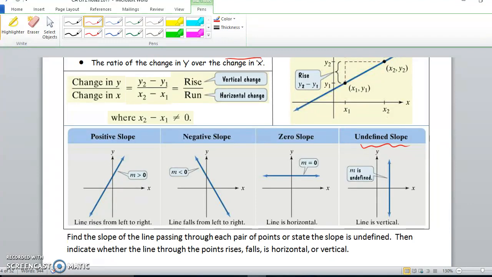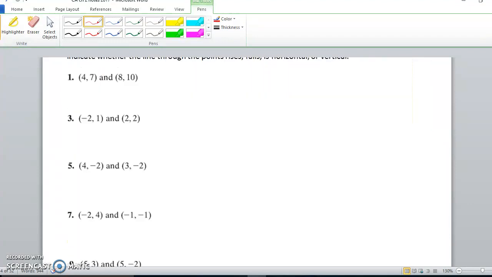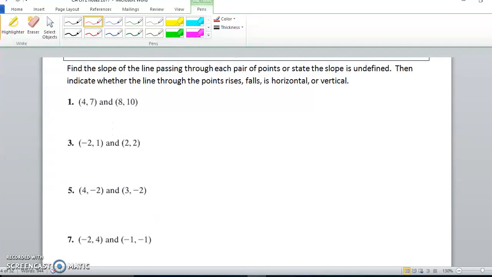Okay, so this first part right here says find the slope and state if it's undefined, then indicate whether it rises, falls, is horizontal, or vertical. So if it rises, it's going to be positive. If it falls, it's negative. If it's horizontal, it's 0, and then vertical would be our undefined slope. Okay, so how does this work?